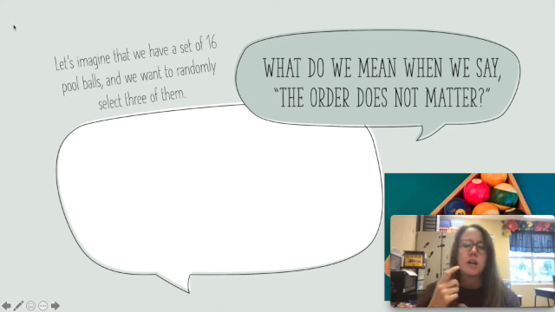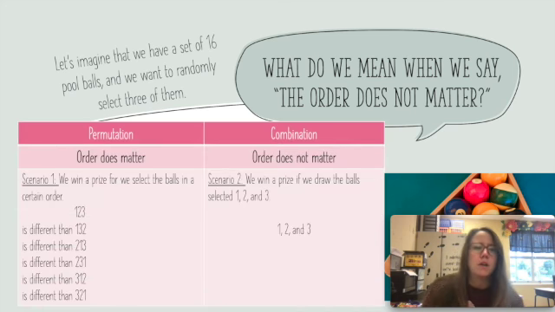Let's picture, behind my video here, there's a bunch of pool balls. Let's say that we have the full set of 16, including the cue ball, and we want to randomly select 3 of them. If we're talking about permutations, the scenario may be, hey, we win a prize if we select the balls in a certain order. So we get a prize if we select them in the order 1, 2, 3. We get the prize if we select them in the order 1, 3, 2, 2, 1, 3, sorry, 2, 3, 1, 3, 1, 2, and then 3, 2, 1. They're all different. They count as a different outcome.